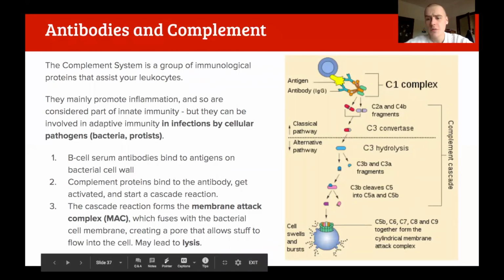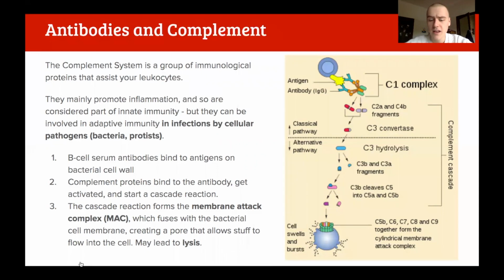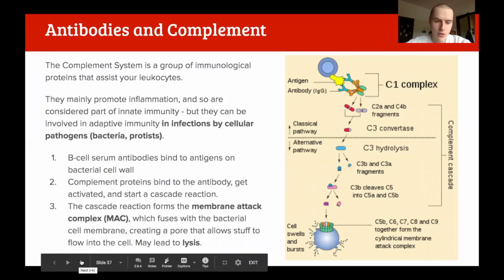So it's worth noting that the complement system is primarily a feature of the innate immune system, but in this instance, it can also be a part of the adaptive immune response, or at least it's related to it.